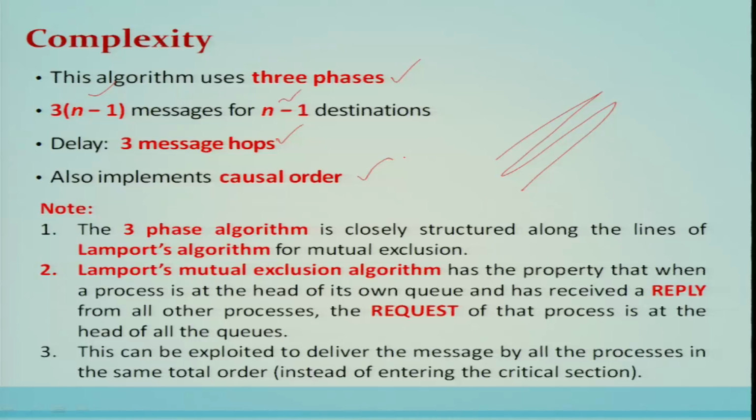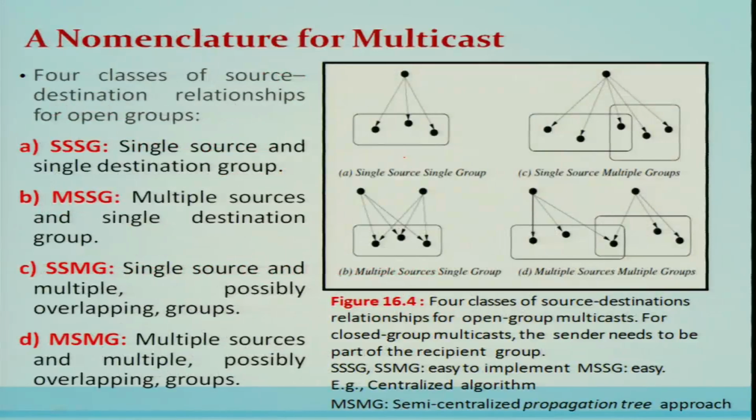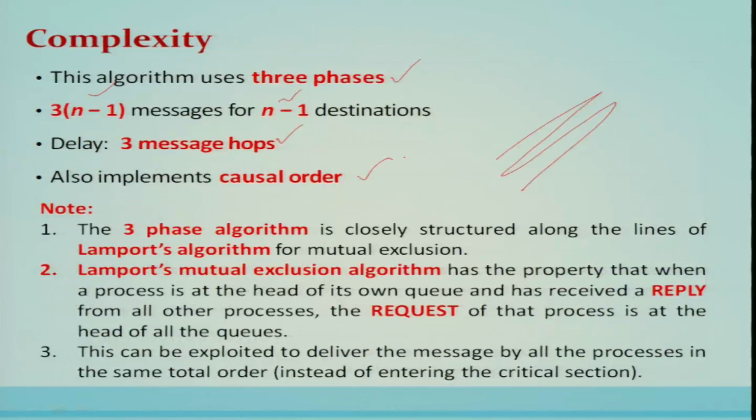It also implements causal order that we have already seen. So the 3-phase algorithm is closely structured along the lines of Lamport's clock for mutual exclusion, that algorithm we have studied. Lamport's mutual exclusion algorithm has the property that when a process is at the head of its own queue and has received a reply from all the processes, its request is at the head of all the queues. This can be exploited to deliver the message by all the processes in the same order instead of entering into a critical section. So exactly on the same lines this particular algorithm was designed and structured.